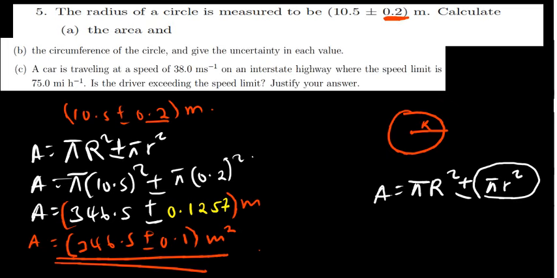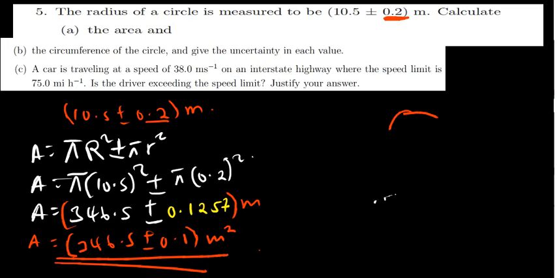Part B is not difficult. It's just a matter of you knowing. They're saying a car is traveling at a speed of 38 meters per second on an interstate highway where the speed limit is 75 miles per hour. Is the driver exceeding the speed limit? You just need to know the conversions.